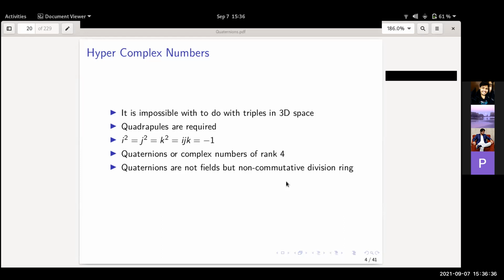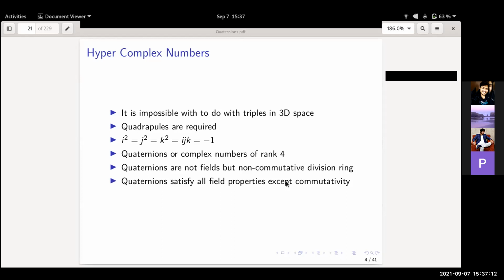So it is non-commutative, but it is a division ring. What do you mean by a division ring? Division ring means every number will have the inverse. So even though it is non-commutative, every quaternion has an inverse. Non-commutative basically means it is not multiplicatively commutative. The multiplication is not a commutative operation. Division ring basically means there exists a multiplicative inverse for every non-zero quaternion.